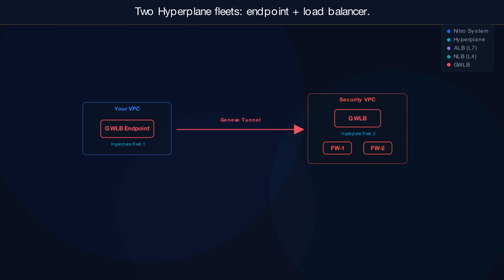Here is an important detail most people miss. A GWLB deployment uses 2 Hyperplane fleets. The first fleet runs the gateway load balancer endpoints in your VPCs. The second fleet runs the actual gateway load balancer in the security VPC. Traffic passes through both fleets to reach the firewall appliances.